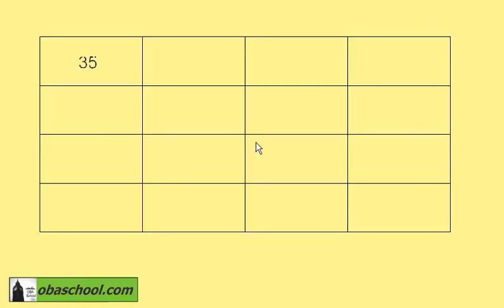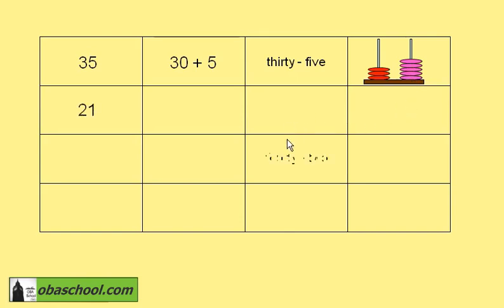Here we have a table. 35 can be written as 30 add 5, 35 if we write it as a word, and on an abacus we put 3 tens and 5 on the 1 spike. 21, 42, and this abacus. See if you can complete the rest of the table. Pause the video while you do this, and then when you restart, I'll give you the answers.